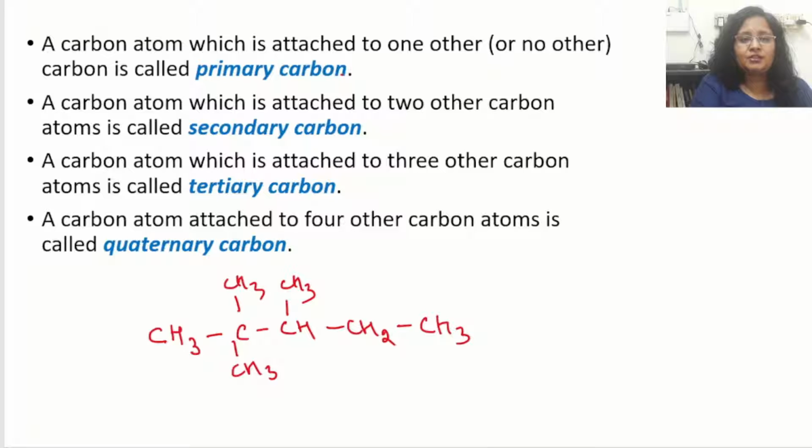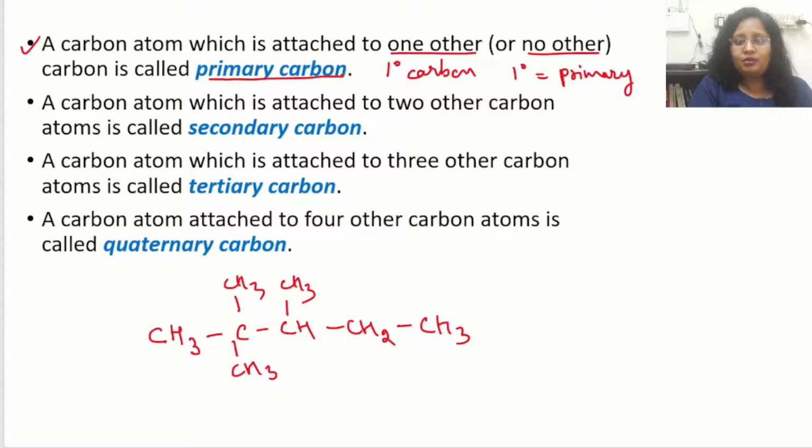The first one is called the primary carbon, and the definition says: a carbon atom which is attached to one other carbon or no other carbon is called a primary carbon. It is denoted by 1 degree, which means primary. In the given example, the primary carbon is the carbon which is attached to only one carbon or no other carbon.